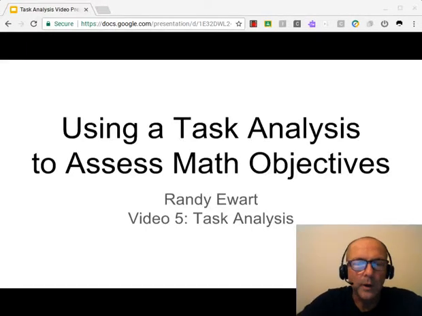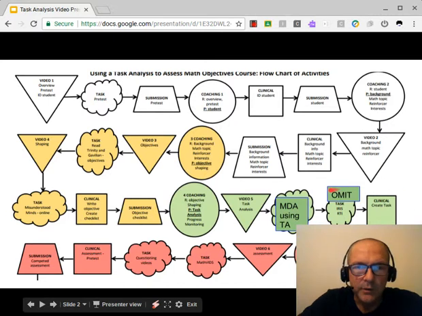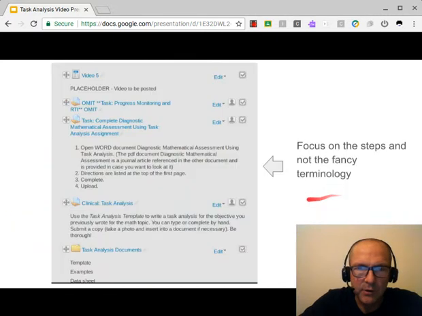Okay, we are getting to the heart of the course now. We're going to be doing the task analysis, the actual task analysis that you'll use for a pretest. And indeed, the task analysis will be the focus of your instruction. It'll guide the instruction.